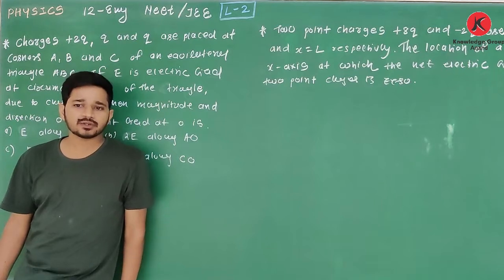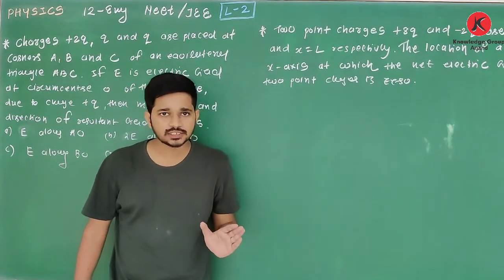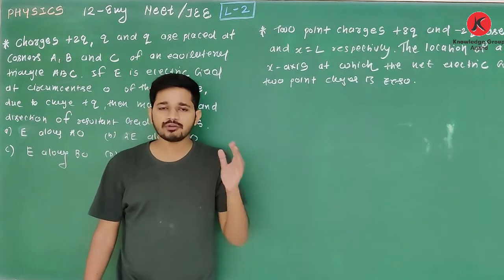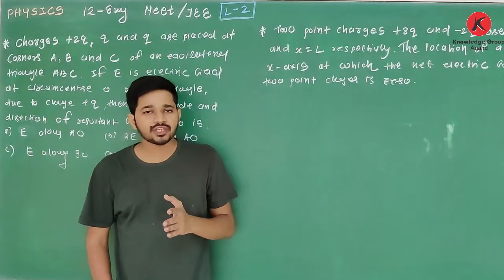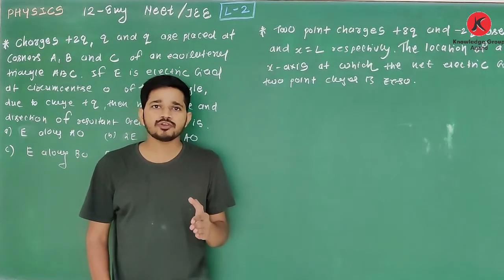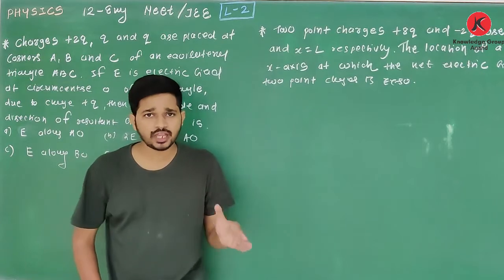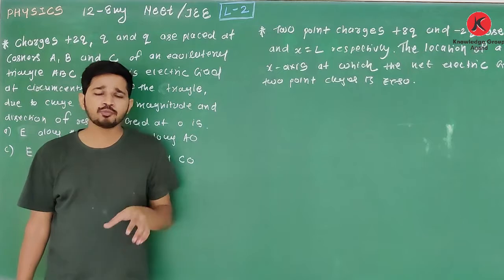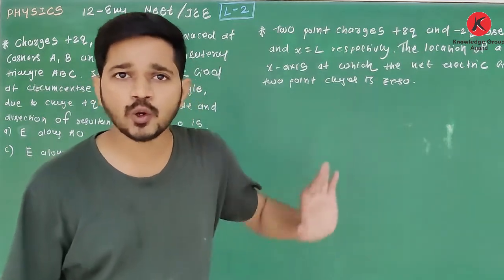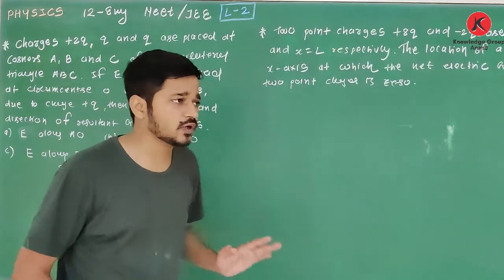Electric field. What is electric field? Electric field is force acting per unit charge. E is equal to F upon Q. Electric field is a vector quantity. Its direction is the direction of force acting on a unit positive charge. Due to a positive charge, the electric field is outward, and due to a negative charge, it is inward. You have to write in short like this.